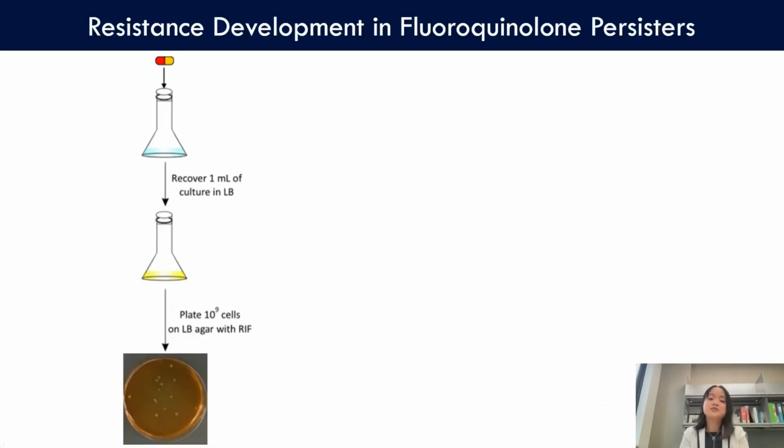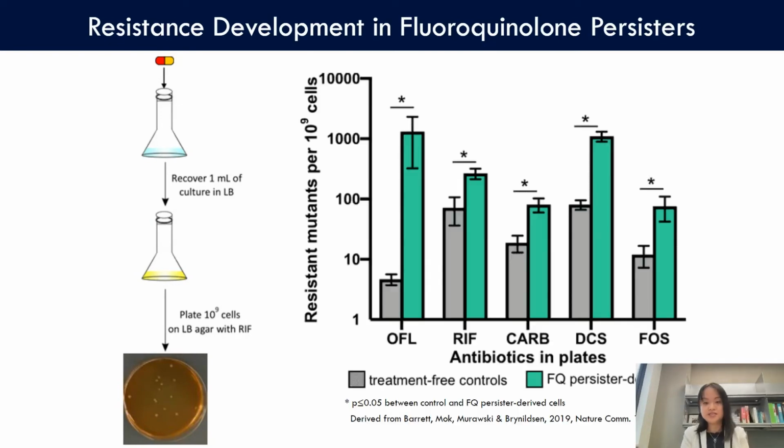So previously, it's been shown that when fluoroquinolone persisters originating from slow or non-growing cultures are treated with the drug, and then the persister is allowed to recover in the presence of nutrients once the drug is removed, when you challenge the progenies of these persisters with different antibiotics, you would detect an increase in resistance development in the persister progeny compared with populations that were not exposed to the fluoroquinolones.